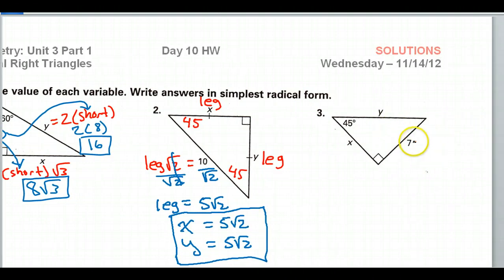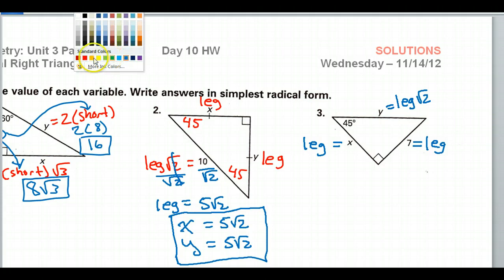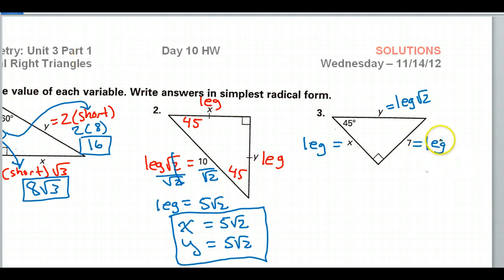Okay, number 3. This is a leg, and this is a leg, and this will be leg radical 2. So that means, since the leg is 7, then that means x is also 7, and y will be 7 radical 2.